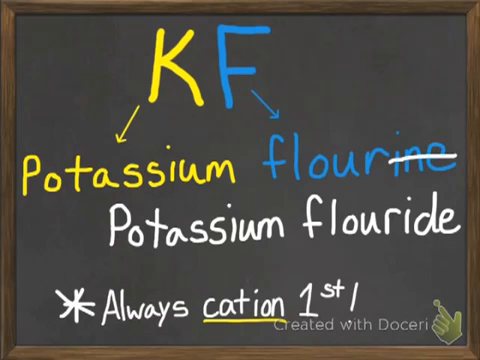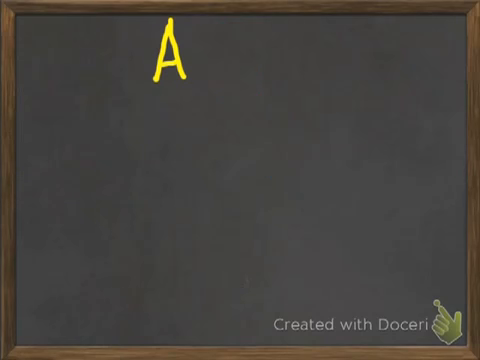But what we always have to remember is we name the cation first. So when we write chemical or ionic formulas, we'll start with the cation first, and when we name them, we'll also start with the cation first. So that's a rule that we'll have to remember as we go along. So let's look at one more.